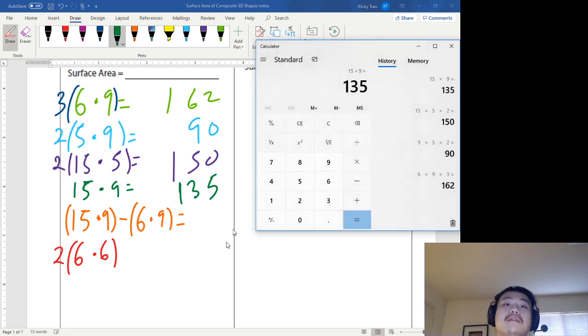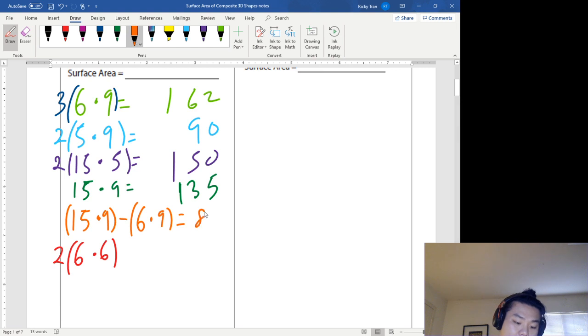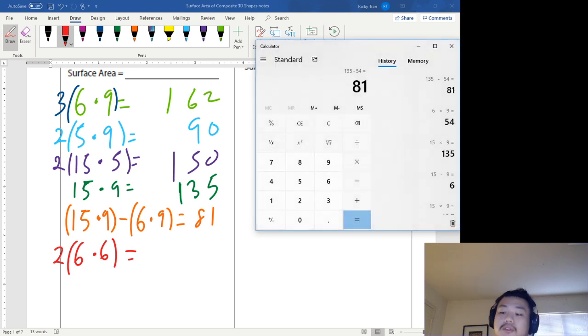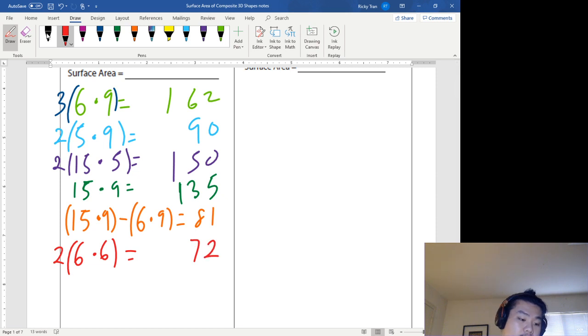Then we have 15 minus 9. Oh, wait, sorry, 15 times 9. Then we have 6 times 9. Then we subtract it. So 135 minus 54, which is 81. And then we have 6 times 6 times 2, 72. And then we add all these areas together.